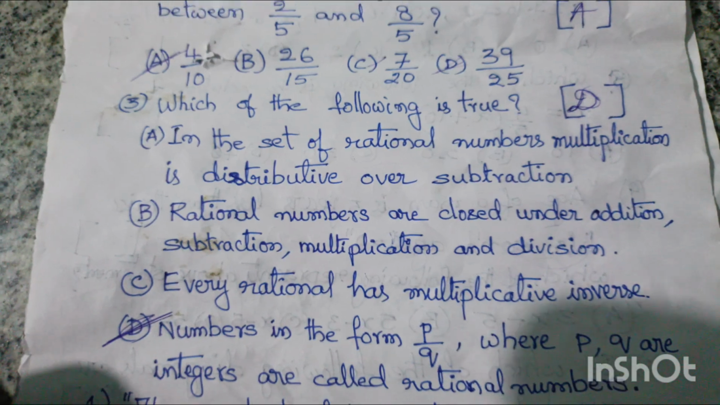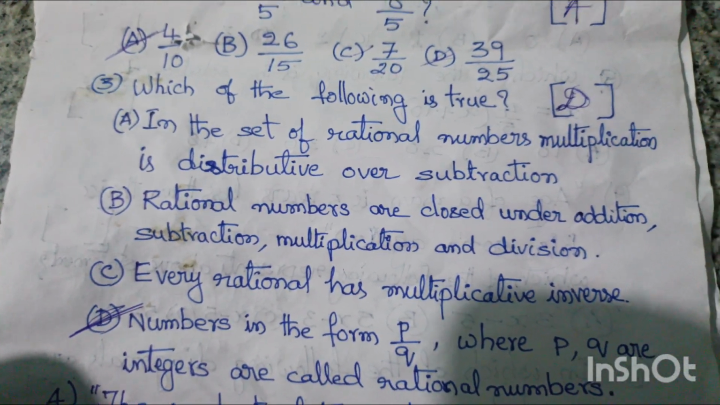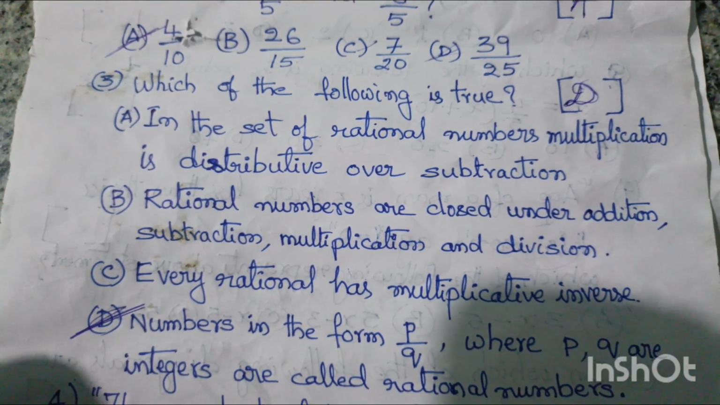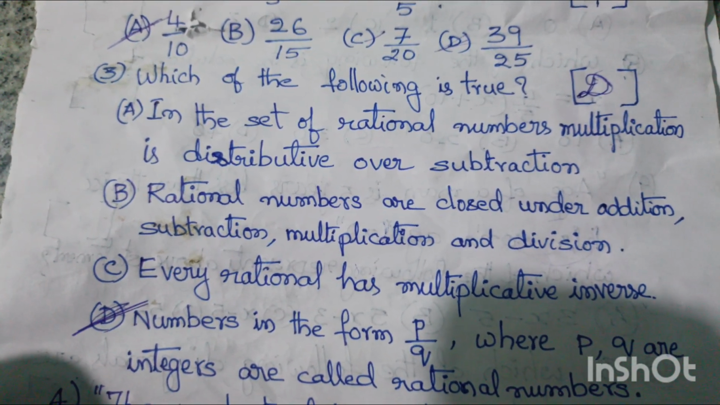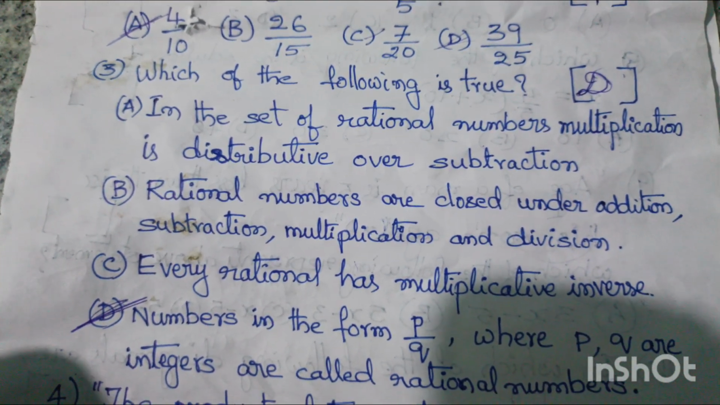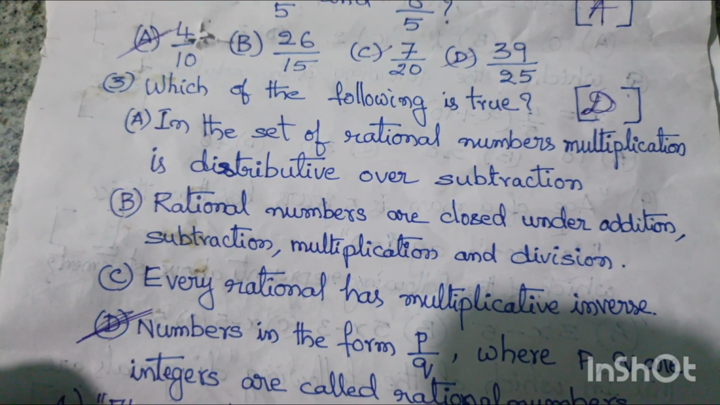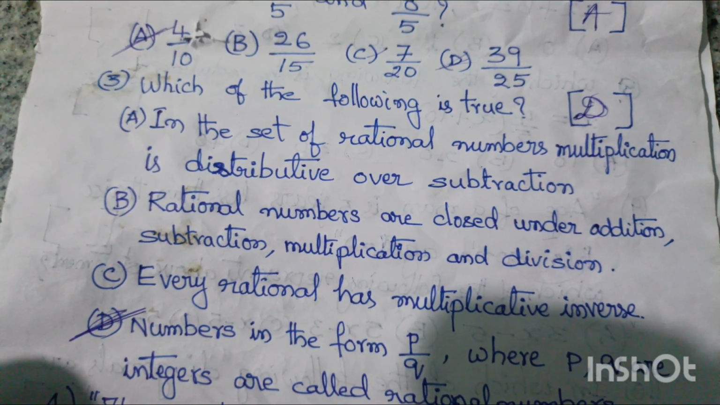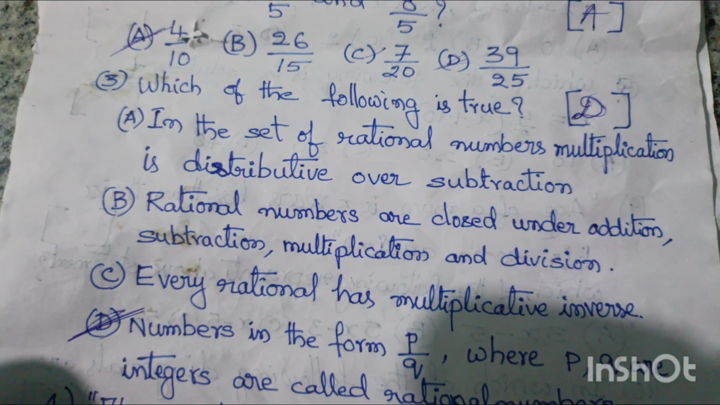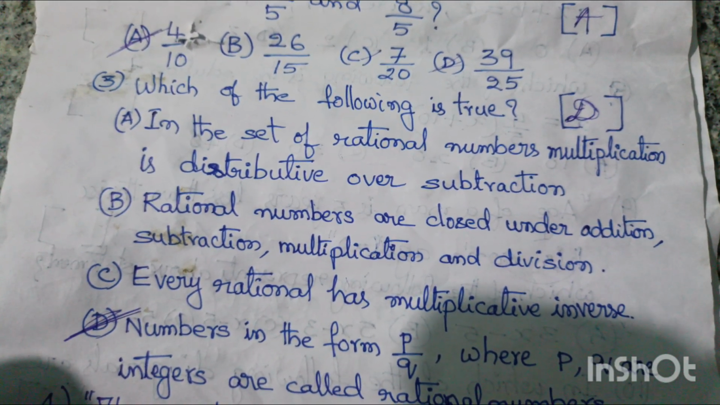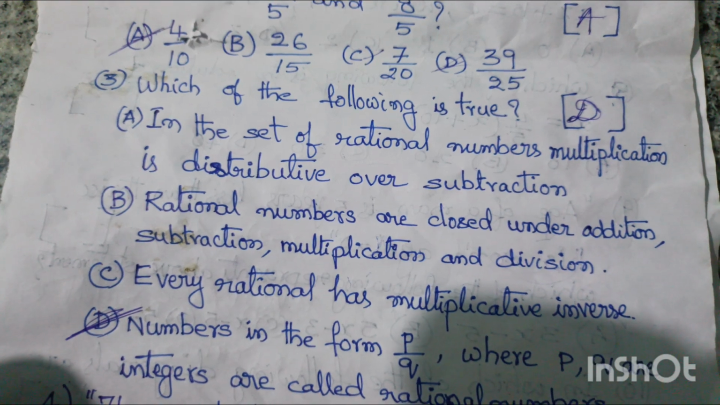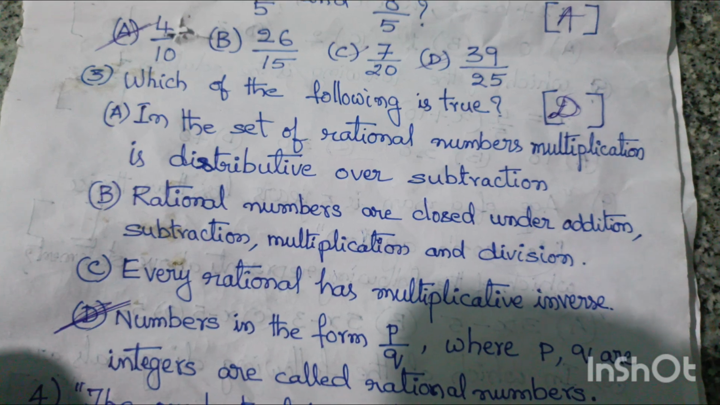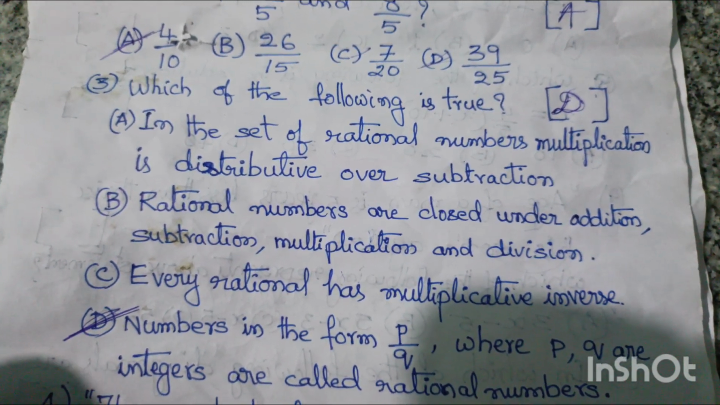Now let's go to the third question. Which of the following is true? In the set of rational numbers, multiplication is distributive over subtraction. That's correct. a of b minus c can be written as a into b minus a into c. So multiplication is distributive over subtraction.